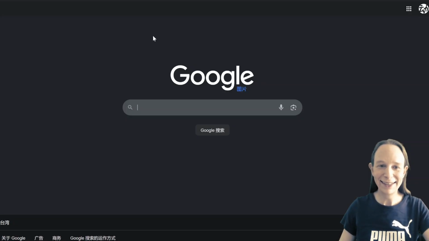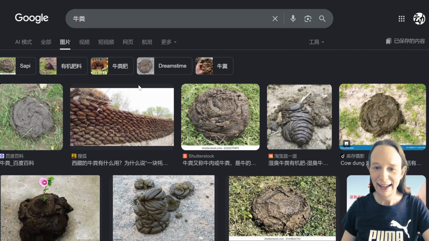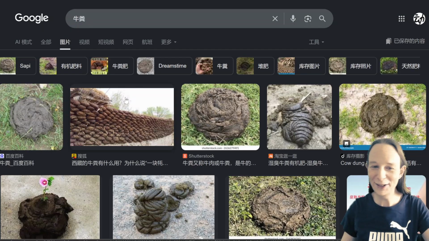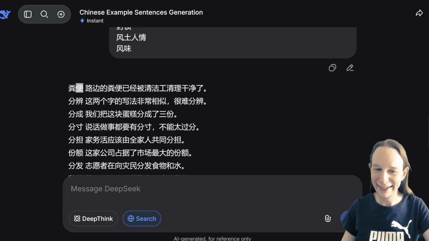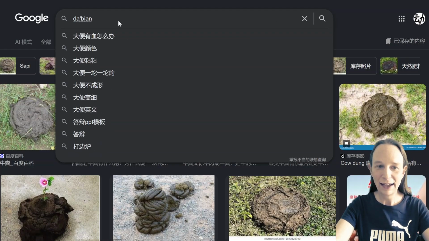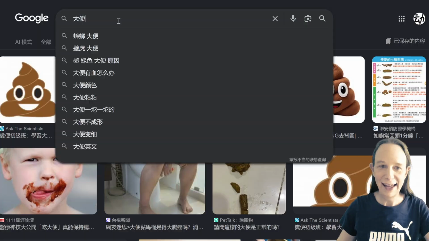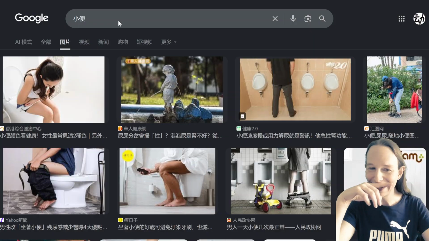Yeah, so you've got words like 牛粪, so cow dung. Enjoy. All right, 粪便. Bian, sometimes you've got 大便 and 小便. It's also excrement, but 大便 is poopy, and 小便 is 尿尿.